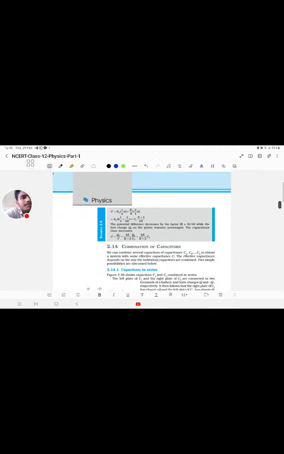Okay, let's move. Basically, we are entering the combination of capacitors. It's actually a relatively easier topic. It's not that difficult to do.